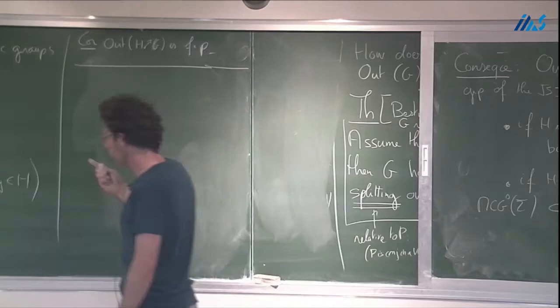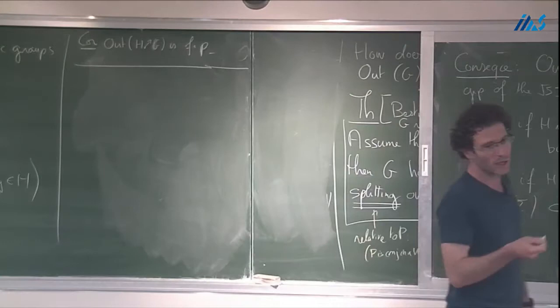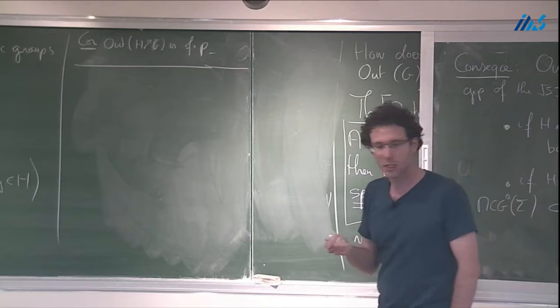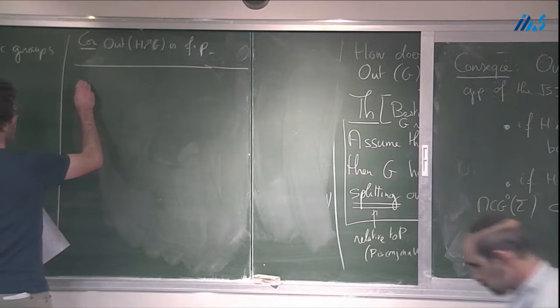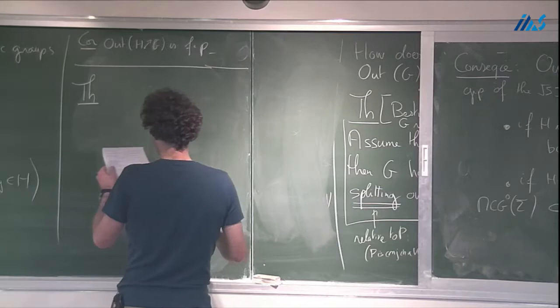Let's go to the second question. Assume you have a complicated automorphism of H. So how is H embedded in G? Now, here's one version. So yes, here's a theorem. Let me just put it as a theorem or a corollary.